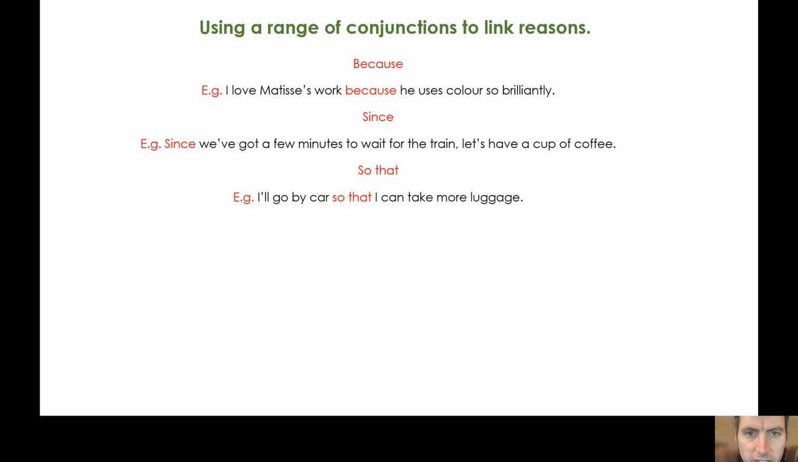So that is our third conjunction. I'll go by car so that I can take more luggage. The reason for going by car is the need to take more luggage. Saying "I can take more luggage so that I'll go by car" doesn't make sense. But if we put them in the correct order, we put the point before the conjunction "so that", and then we've got our reason at the end. I want to do something so that I'm able to do something else. So, I'll go by car so that I can take more luggage.